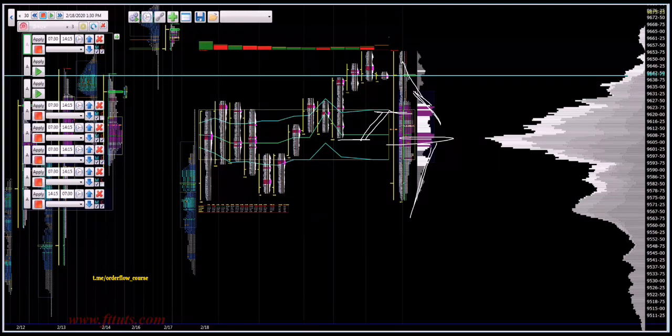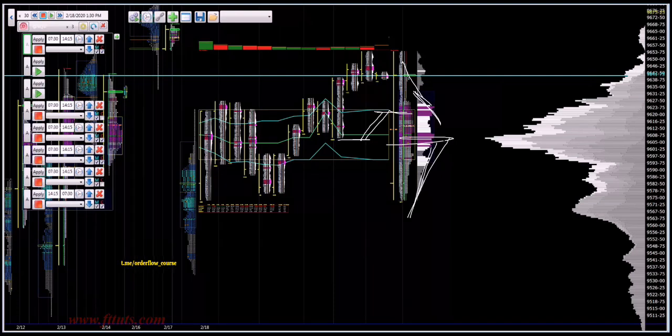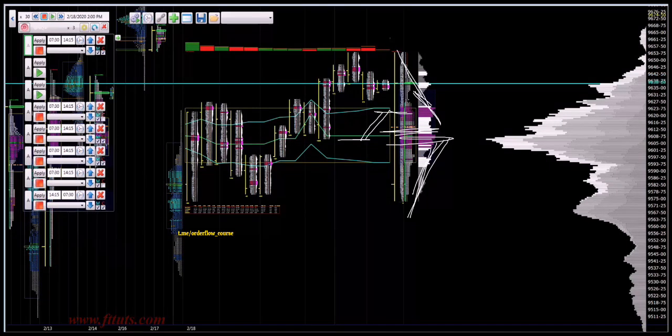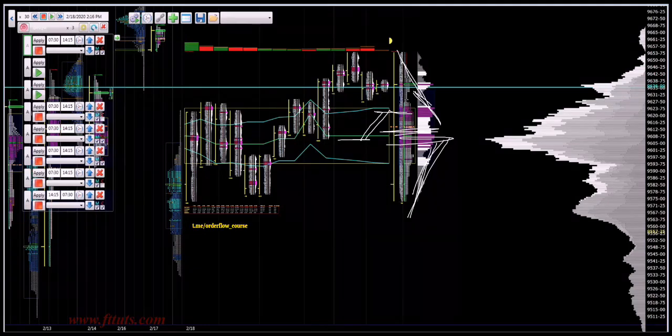All right, see how the profile now changes, where I've got good taper in the profile to the downside and taper to the upside with the value in the middle of the profile. And now the auction comes to close and has a completeness to it now that that imbalance has been repaired.